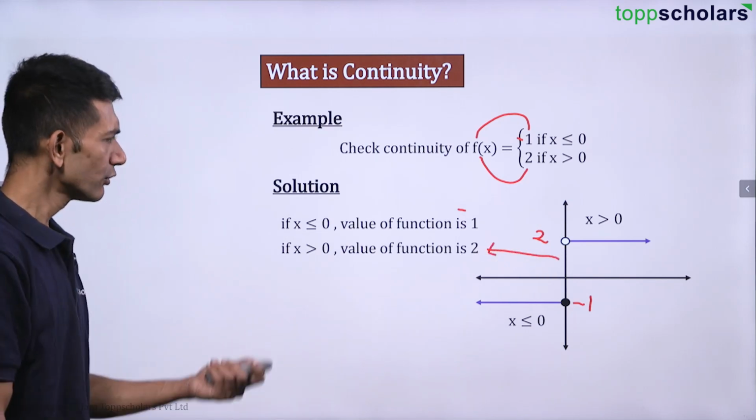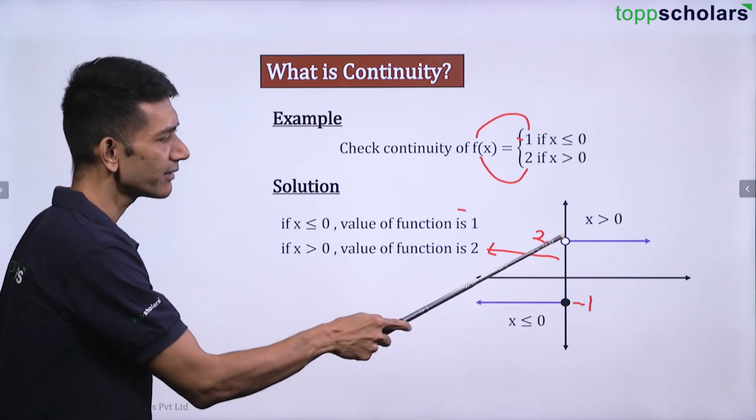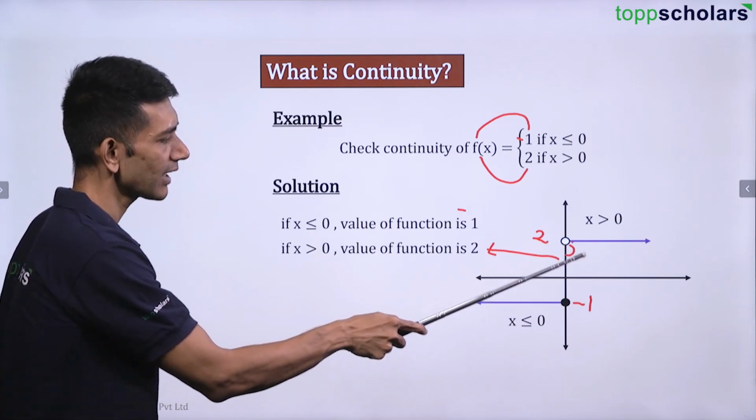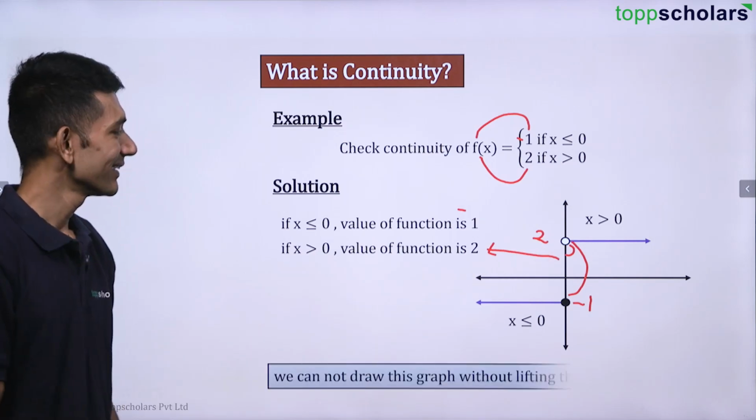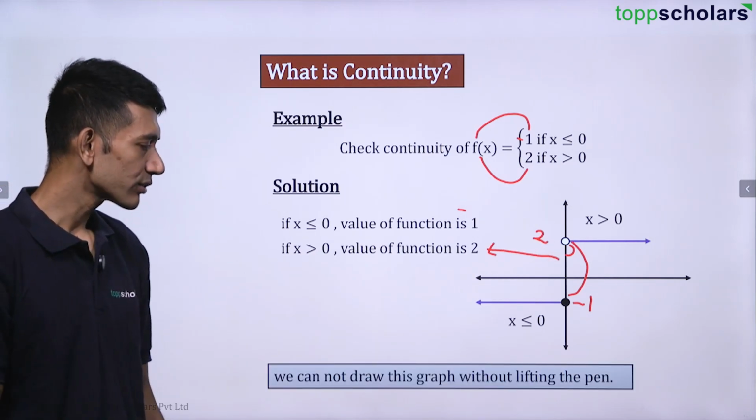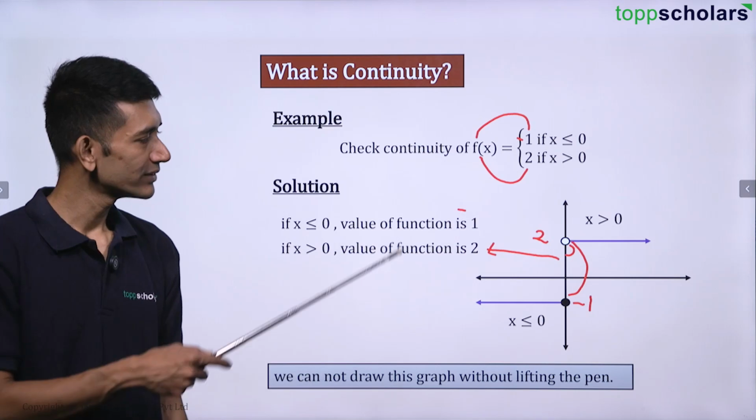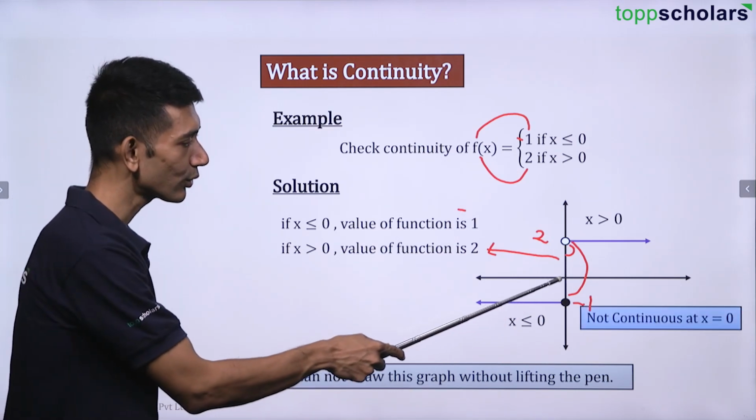Same thing. Anyway, there is a break here, isn't it? This graph is breaking. So, we can say that we cannot draw this graph without lifting the pen, of course, because there is a break. It's a break at 0, not 2.